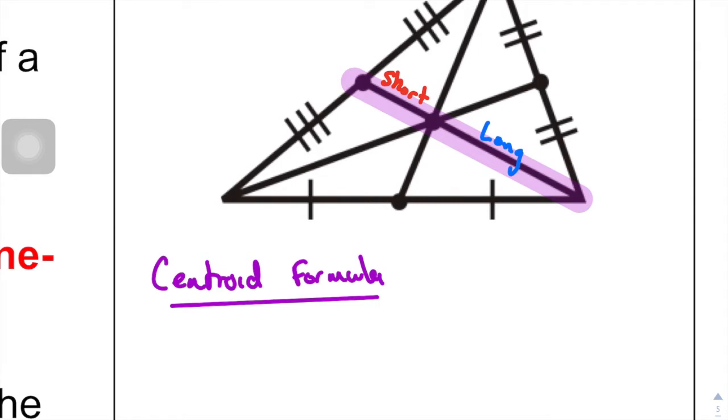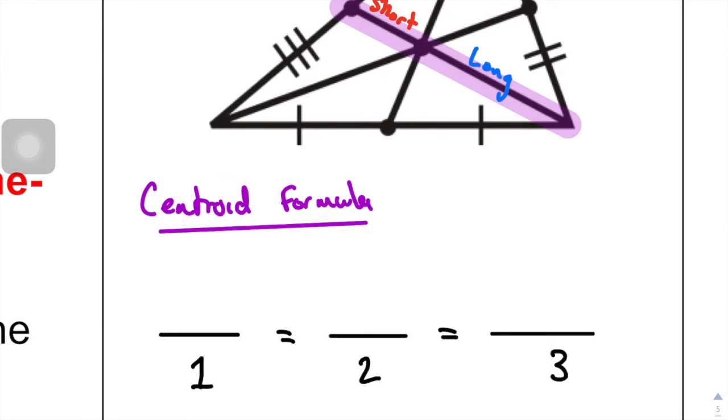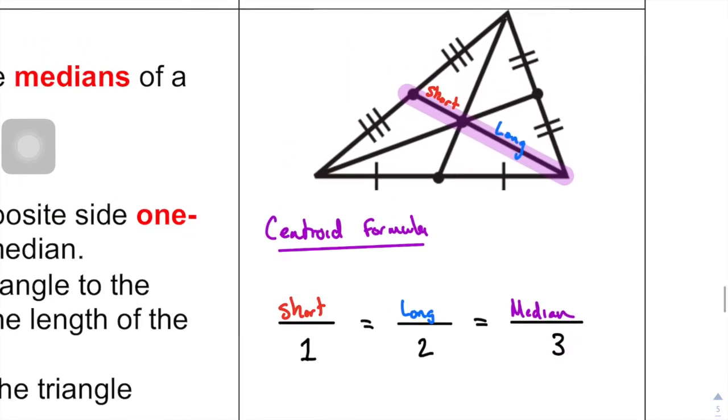Right? So every one of these medians has a short and a long piece. And that's going to define our formula here. So the centroid formula is short over 1 equals long over 2 equals median over 3. So they are also always in this particular ratio or proportion to each other.